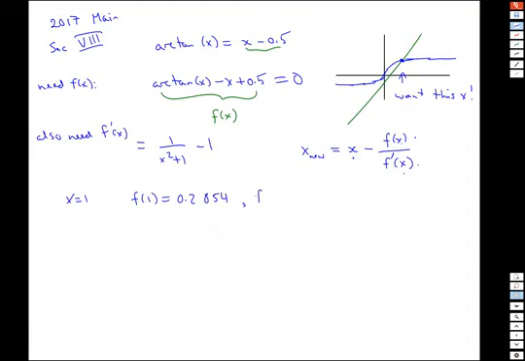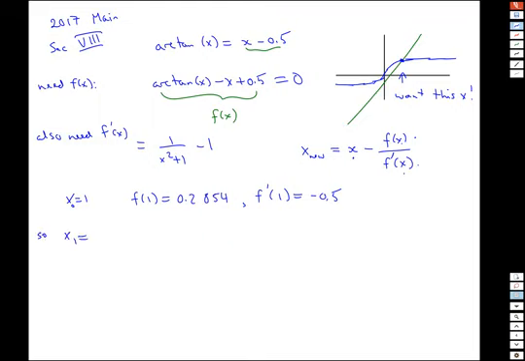Perfect. f prime of 1 is equal to 1 divided by 1 squared plus 1, that's just 1 over 2. We get negative 0.5. And so let's call that x naught.